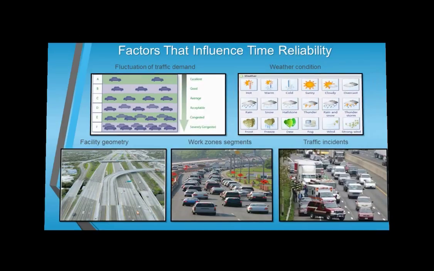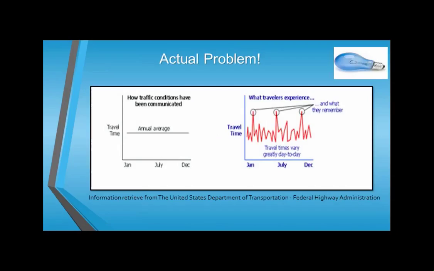Well, what is the actual problem? Why do we need travel time reliability? Let me start by saying that traffic congestion is part of our daily life, and drivers right now are getting used to it. Even though we don't like it, we are getting used to it, and we're planning for that delay.